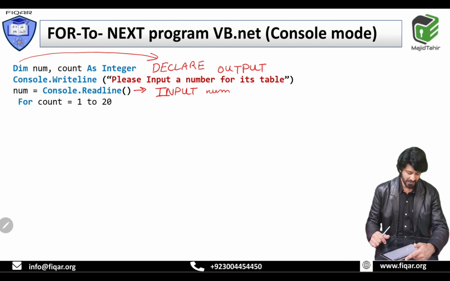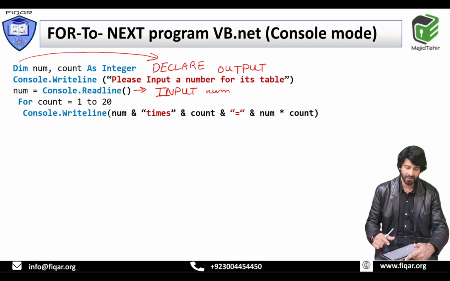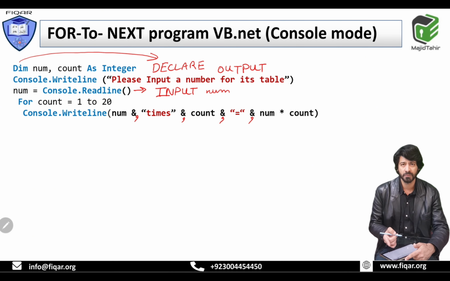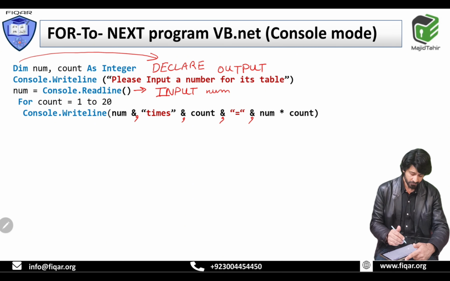For loop is the same. For count is equal to 1 to 20. Console.writeLine is again output, and the ampersand is basically the comma in pseudocode. It is used to separate these things. So num is going to be displayed as whatever the user inputs. The user can input 7, or any number. Times is going to be displayed as it is. Count is going to be 1 initially.